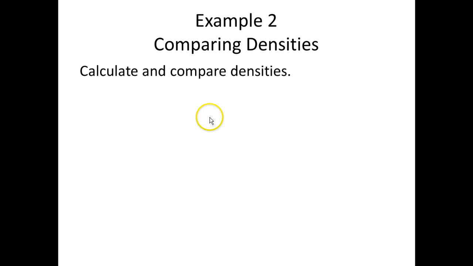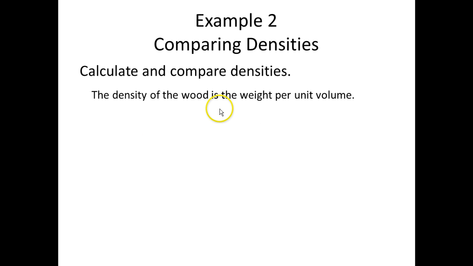Okay, so now I want to compare their densities. You have to remember that the density of this wood is going to be the amount of weight per unit of volume. So the density of the Douglas fir is going to be 155.5 pounds, because that's how much they tell us it weighs, divided by the volume that we calculated in the previous slide. So I get that the density of Douglas fir is approximately 33 pounds per cubic foot.